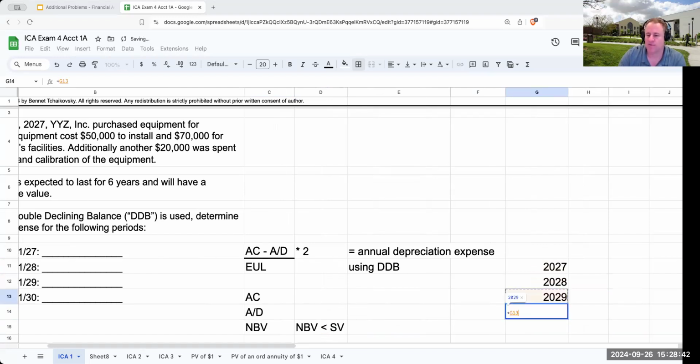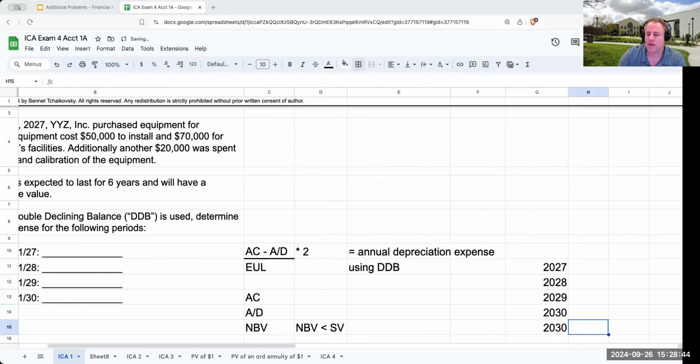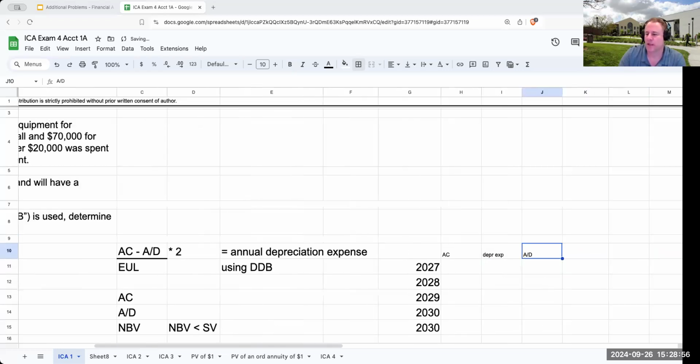And so we're going to come over here and do a chart. We're going to have our acquisition cost less the depreciation expense. We're then going to determine accumulated depreciation. The net book value will be our acquisition cost minus the accumulated depreciation, and this is going to give us our net book value, or NBV.